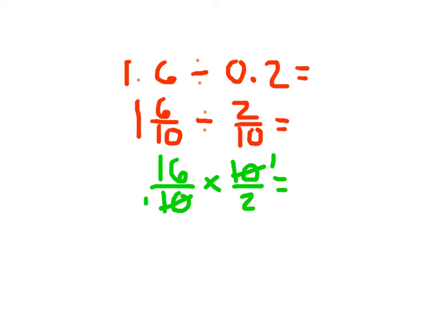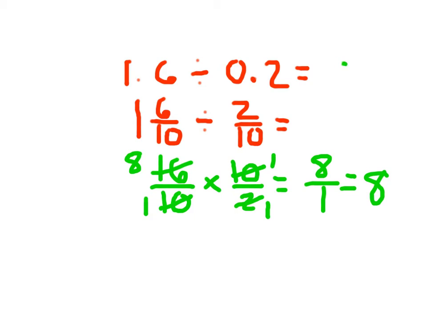Common factors approach, I can go ahead and reduce those to 1. 16, 2. 2 times 8 is 16, so this is just 8, and this is also 1. So I have 8 over 1, which just equals 8. And so my answer is 8. 1 and 6/10 divided by 2/10 equals 8.